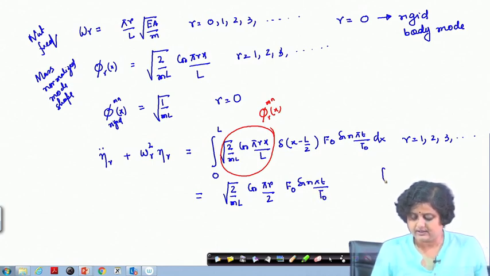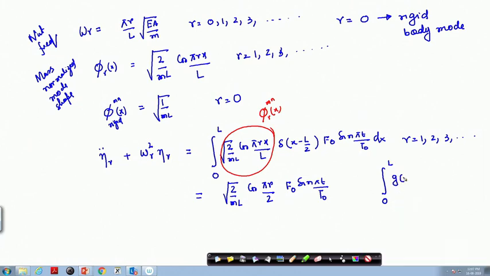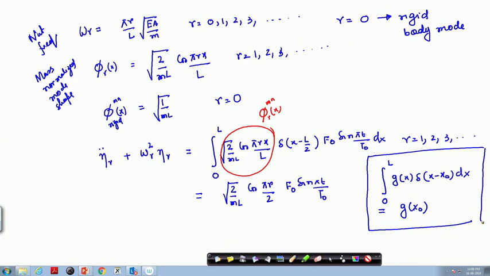This is because the integral 0 to L of some function g x into Dirac delta of x minus x 0 dx is always going to be the value of that function at x equal to x 0. If any of you are not acquainted with this part of the derivation, you can just look into any engineering mathematics book, where the integration of any function with the Dirac delta function is just the value of that function at the delta location.